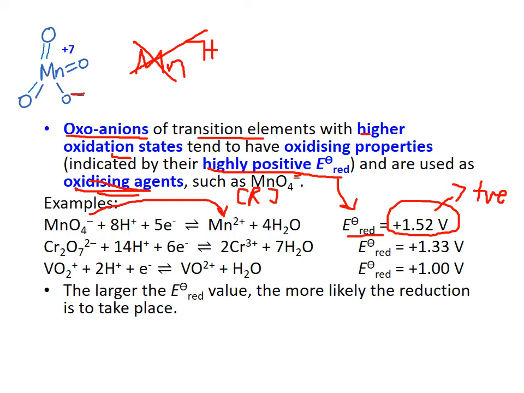So this is nothing new. You have learned this in Electrochem Part 1. The larger the E0 reduction, the more readily the oxo anion gets reduced. So this section tells us that oxo anions of the transition elements tend to be good oxidizing agents because of their very positive E0 reduction.